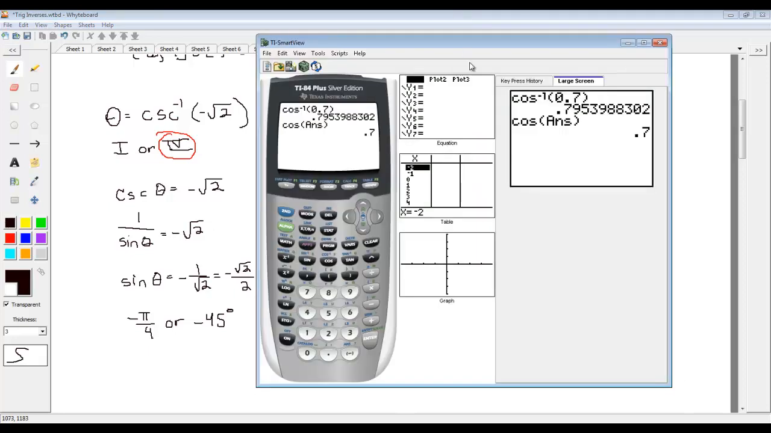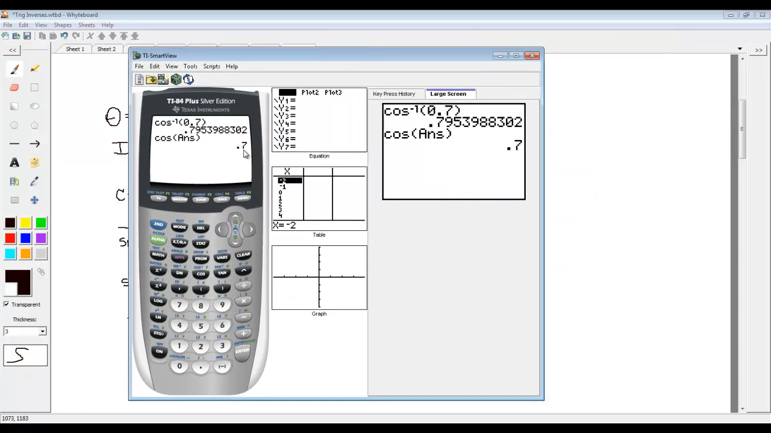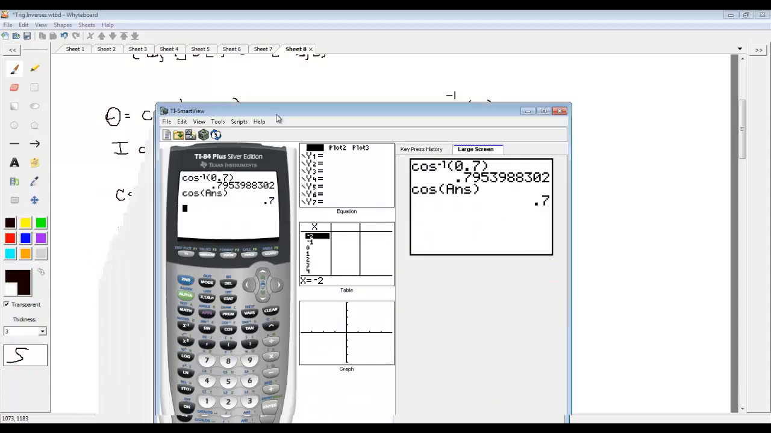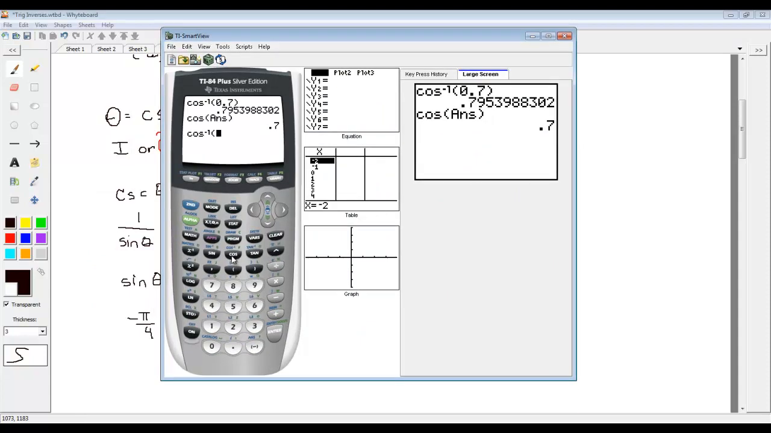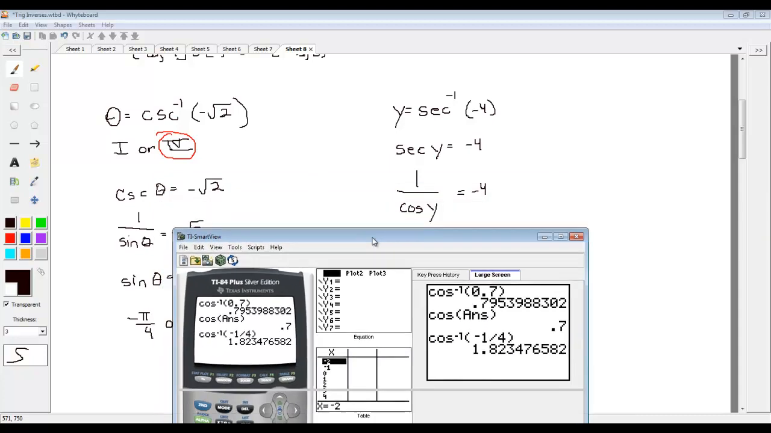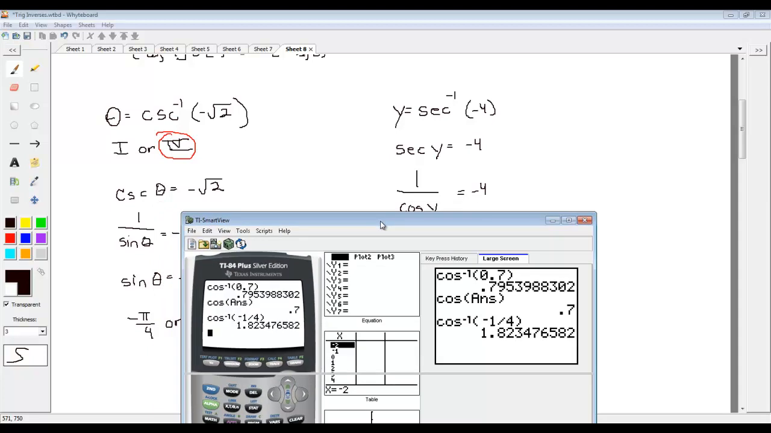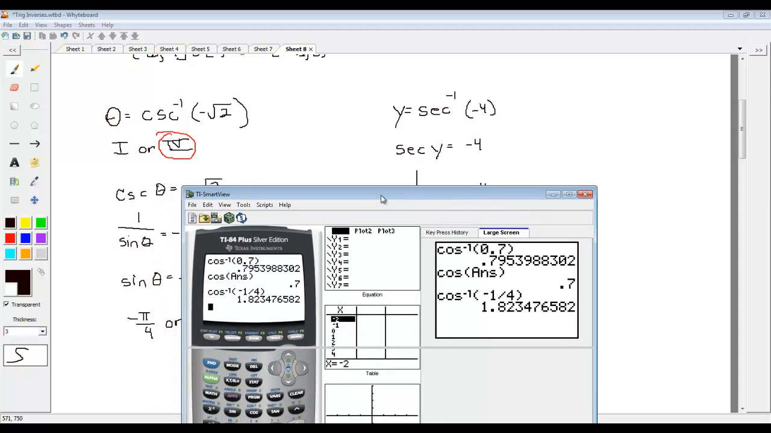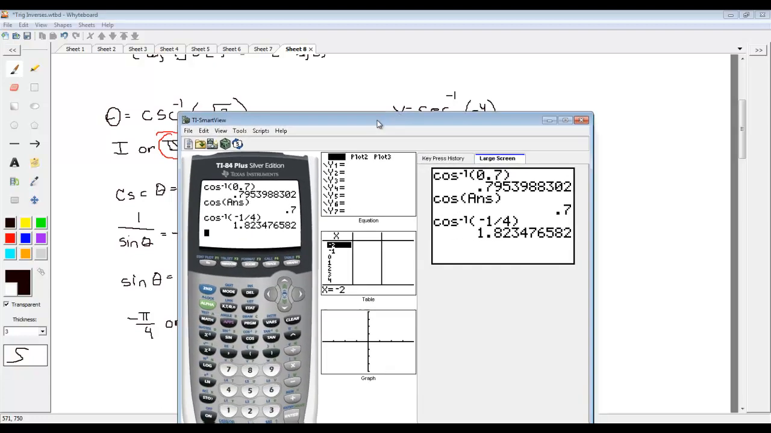Let's pull up our calculator. And let's see, what mode are we in? We're in radians, so it's going to give us our answer in radians. So if we do inverse cosine of negative 1/4, whoops, hit the wrong button. We get 1.82347652. So that gives us our answer, basically. It's giving us our theta, our angle here. And that falls within the interval that inverse secant's allowed to fall into.